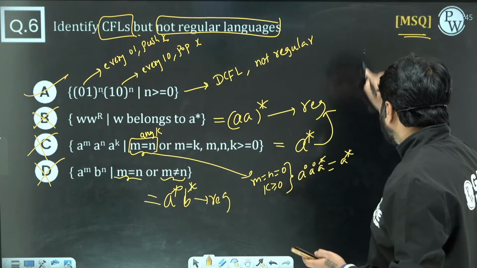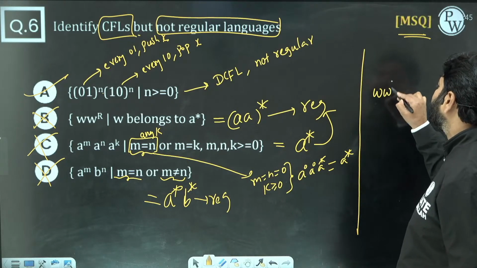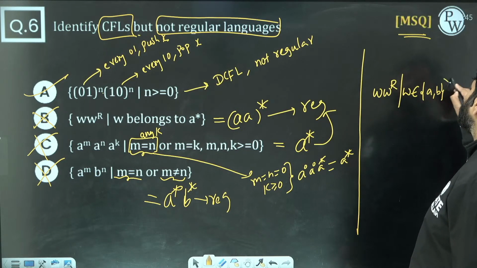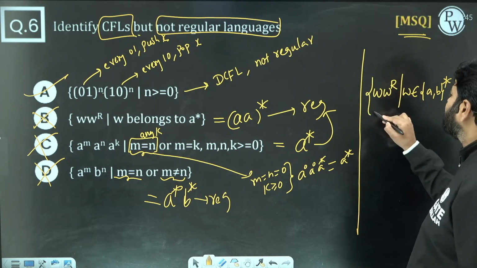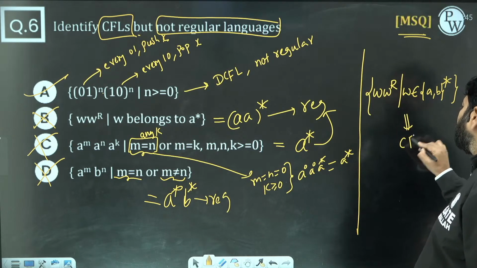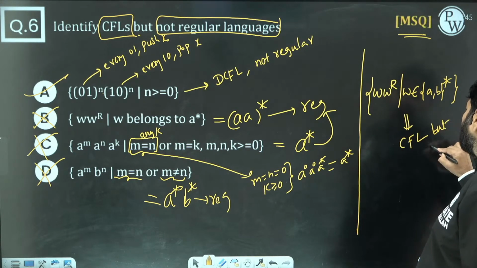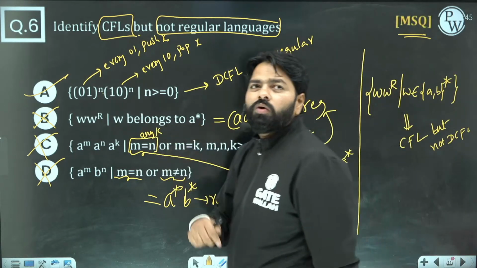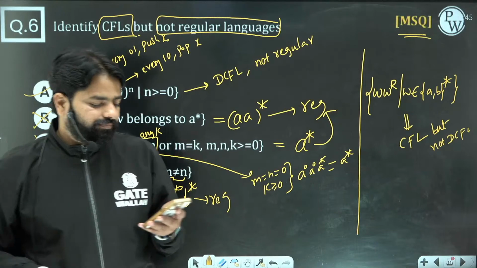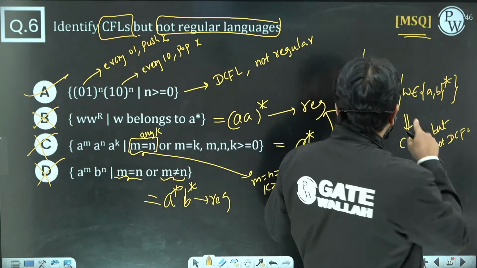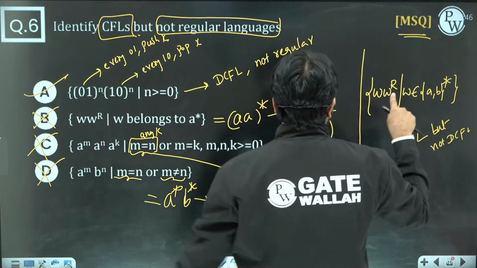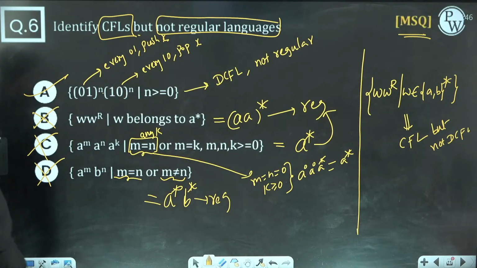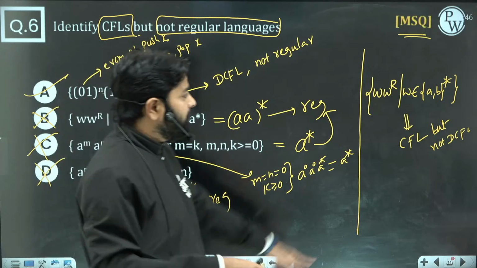We know W power R is CFL, but which one is CFL? When W belongs to {A, B} whole star. In this case it is CFL, but not regular, and not even DCFL. But this is a different one, belonging to over one symbol. Correct? So you should know the difference between what you are looking at. W power R, what is W? Even I can make a finite language by putting the W condition.